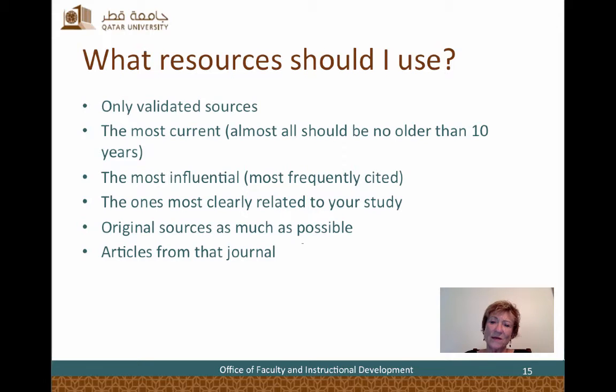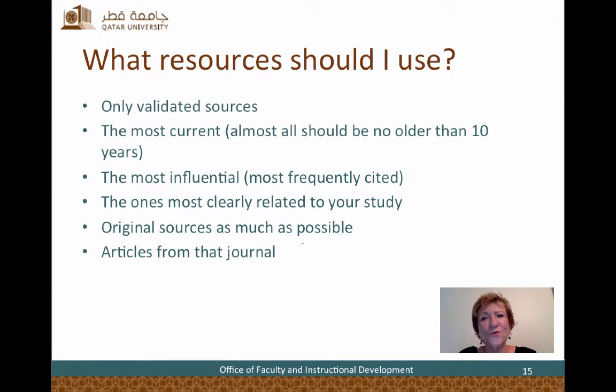Use the most current research sources. Anything over 10 years is frowned upon in academia. Now, maybe there's some landmark study. I'm in science. Maybe I have to reference Darwin's Origin of Species, because it's just so powerful. If it's got to be referenced and it's old, that's fine.